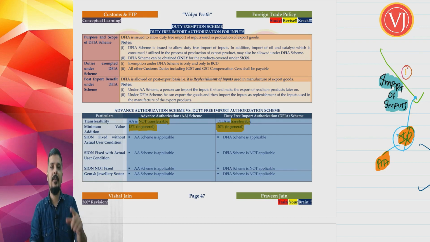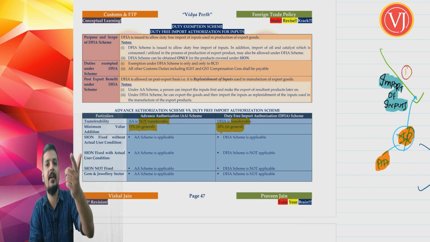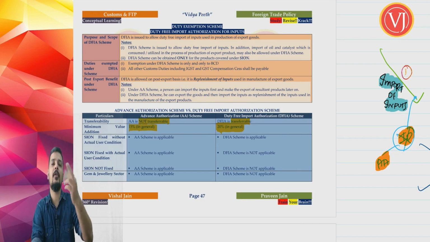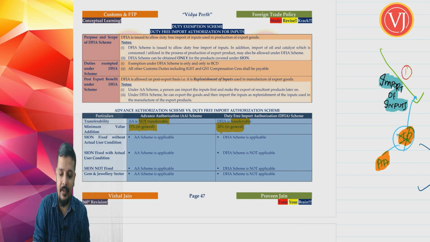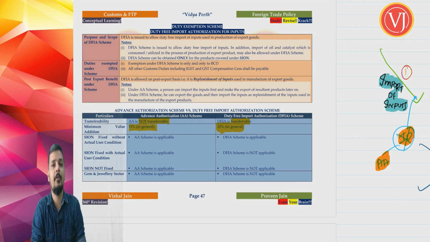So here they expect exports in future. So validation will be there in future export obligation. Here there is no export obligation. So whatever exports you have performed, based on that they will do reverse calculation and they will give you duty free import authorization. And when they do reverse calculation, they will remove that 20%.